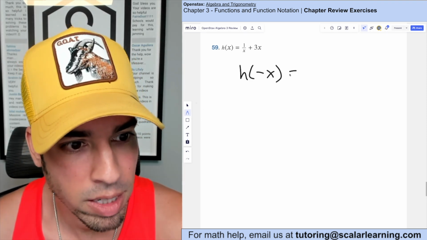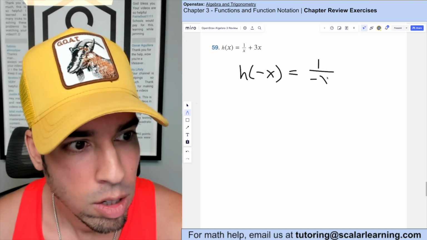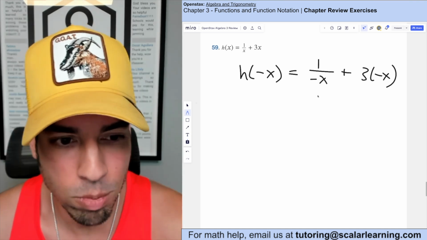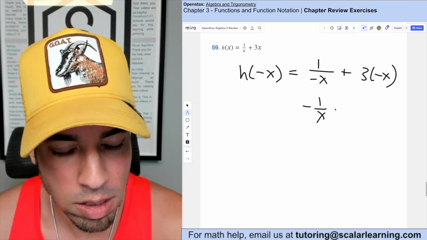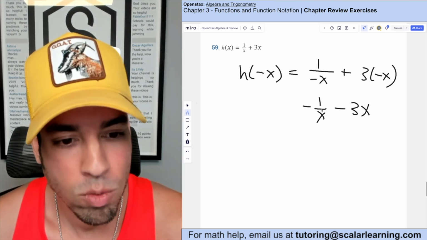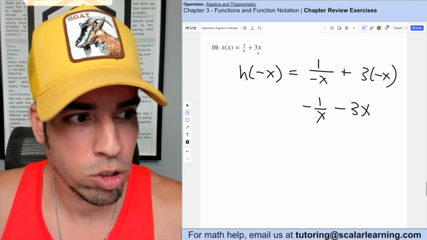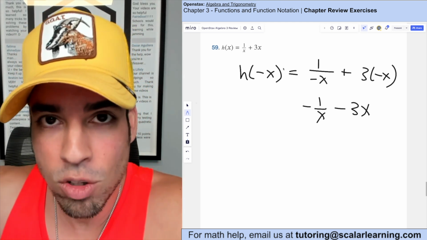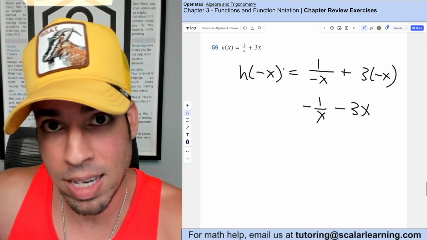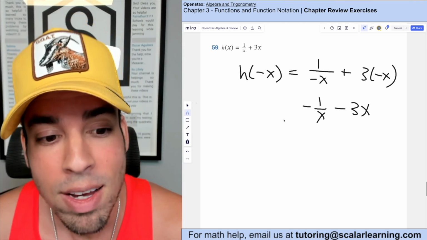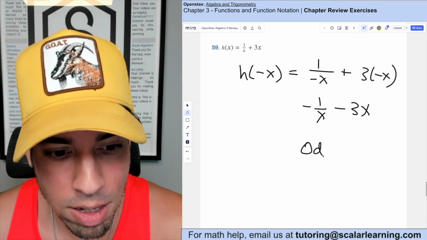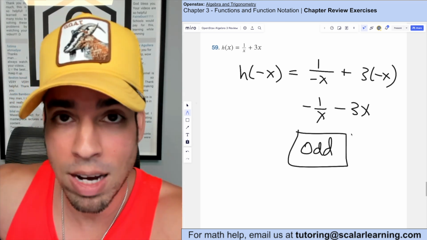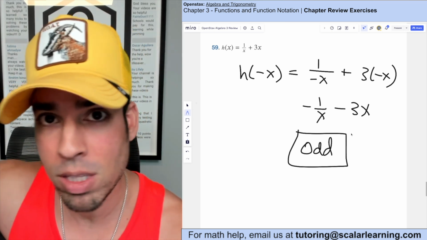Once again, we're trying to figure out if this is even or odd, so that requires a test where we plug in -x into the function. So I'm replacing each x with a -x, like so. Now we have to look at this and simplify a little bit, and that becomes -1 over x minus 3x. And what has happened is the function does not return back to its original state, which means it's not even. But what has happened is we've got a new function where everything has been negated. Everything is now the opposite of what it once was. That fits the criteria for an odd function. And just to let you know, even if one of these terms was not flipped, then it would be neither. So in order for it to be odd, everything has to be flipped.